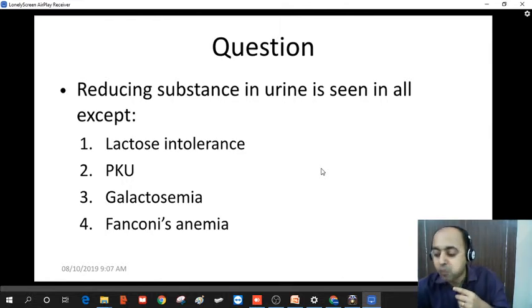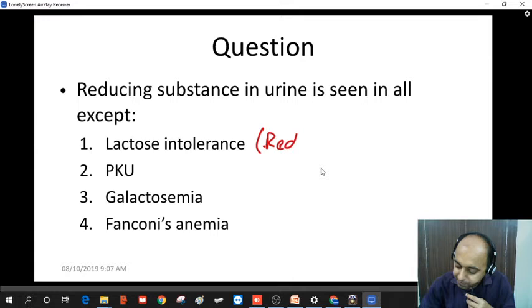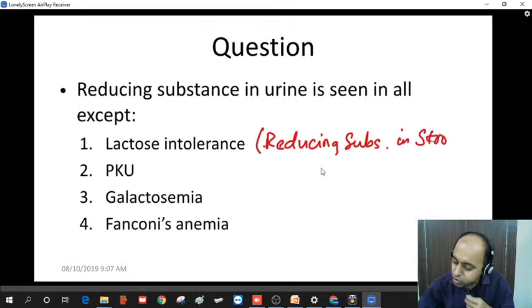Very good. Remember, we had mentioned the reducing substance in lactose intolerance is there in stool. It is not absorbed, so no reducing substance in the urine. So this is the correct answer.